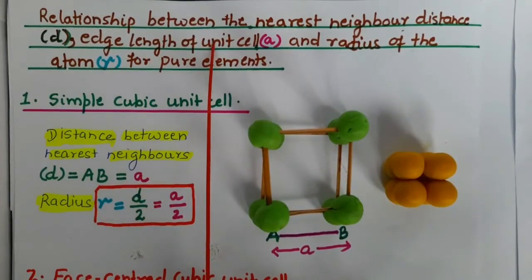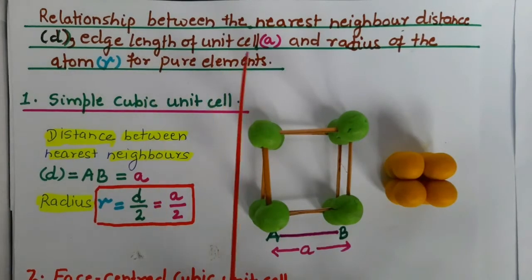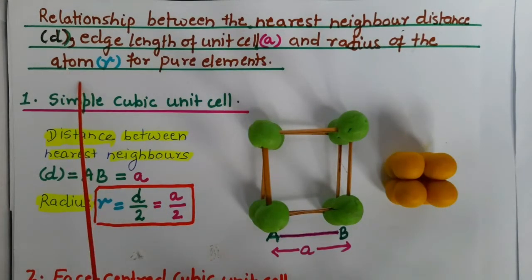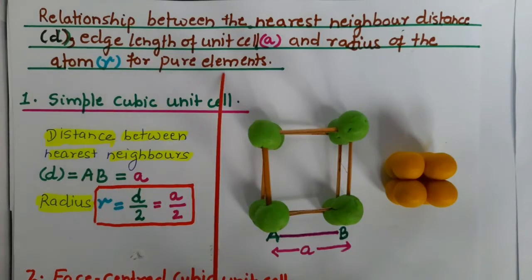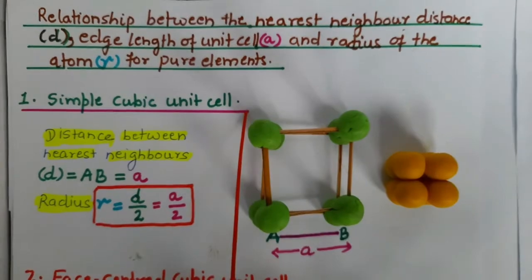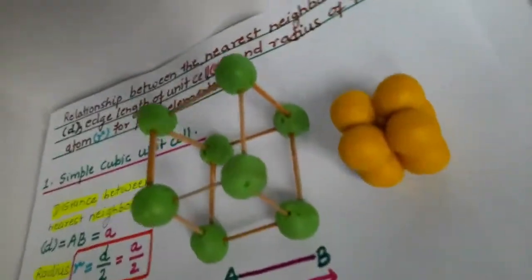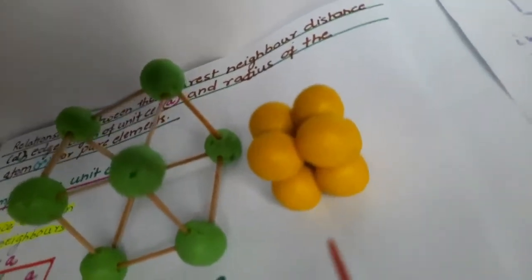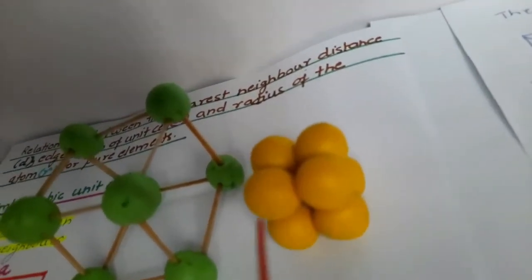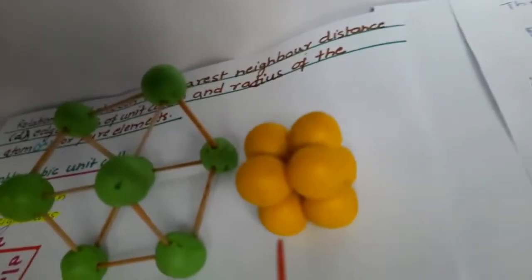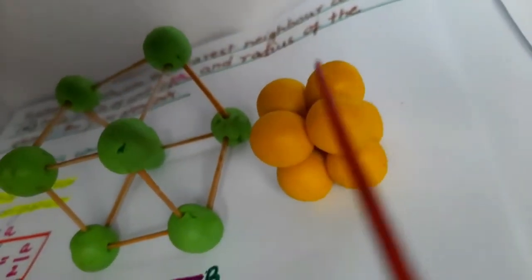Today we will establish the relationship between the nearest neighbor distance d, edge length of the unit cell A, and the radius of the atom R for the pure elements. Let us consider simple cubic unit cell. This type of unit cell arises as a result of AA type of packing, that is square packing. Here the spheres present in the second layer are aligned with the spheres present in the first layer.